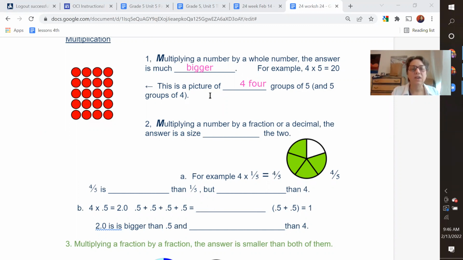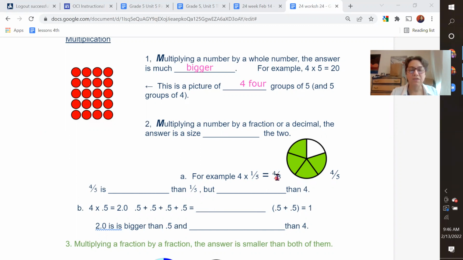Okay, number 2, multiplying a number by a fraction or a decimal, the answer is a blank size. Now here we're talking about the first number, a whole number, times a fraction or a decimal. Fractions and decimals are so small. So the answer will be what about the number and the fraction? For example, 4, that's the number, times 1/5. So the answer is 4/5.